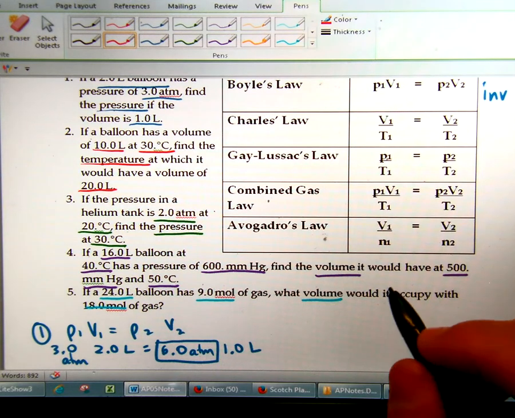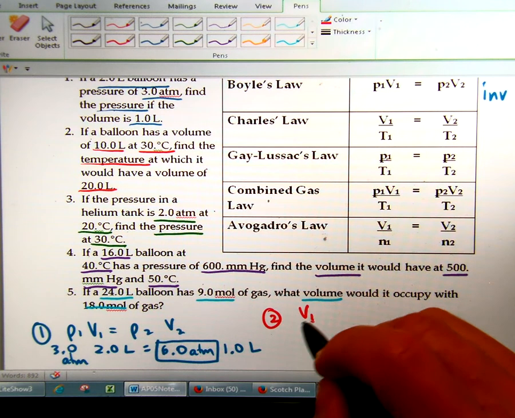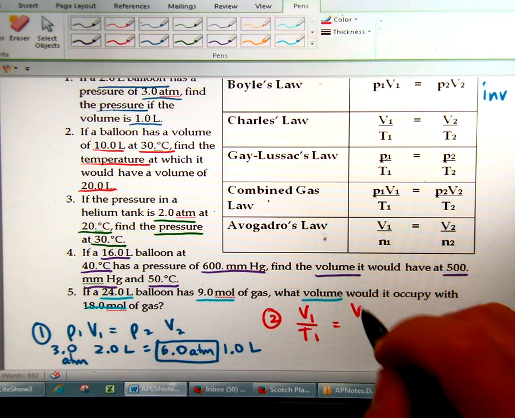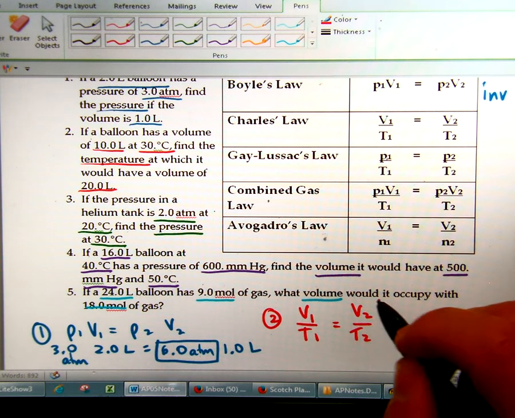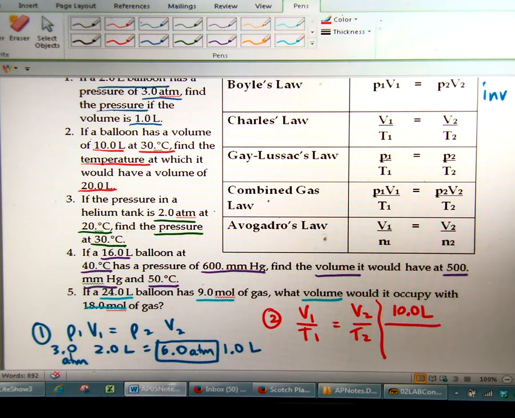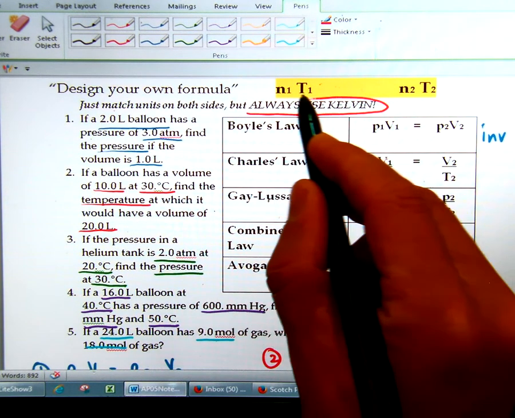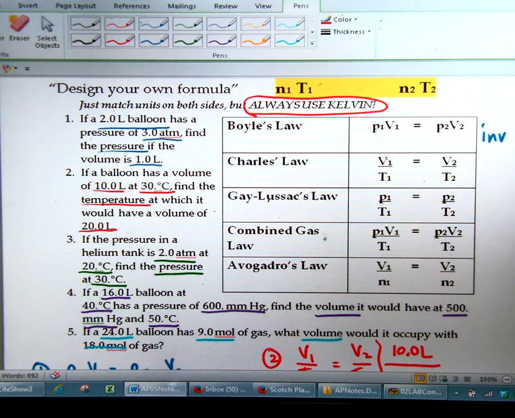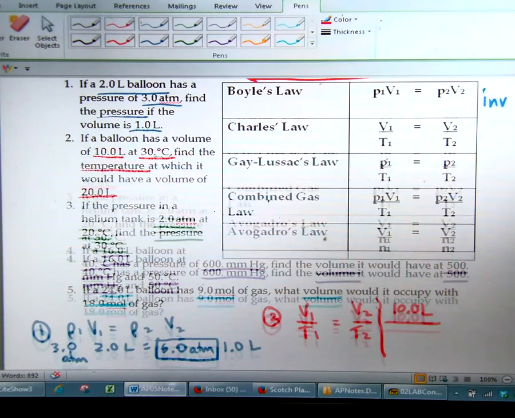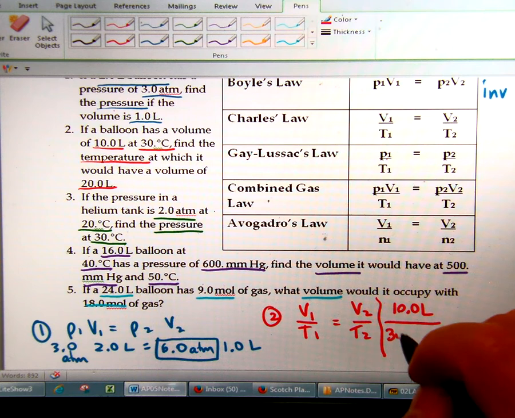Number 2 has volume and temperature. So we designed our formula as V1 over T1 equals V2 over T2. So let's take our first volume, which was 10 liters. Now you have to be very careful, and you see the note up here that you always have to use Kelvin whenever you use a temperature. If you use Celsius, you could just go ahead and mark that wrong because it will definitely be wrong. So you have to change this into Kelvin. So it's going to be 303 Kelvin.